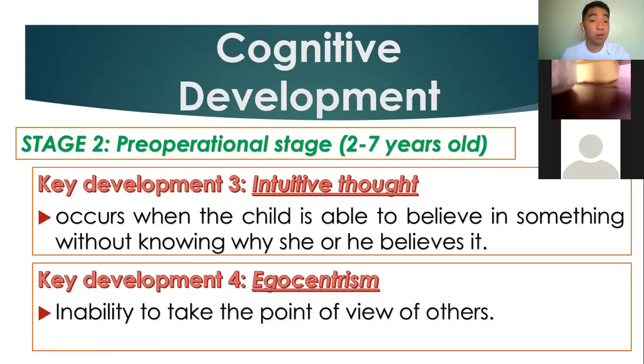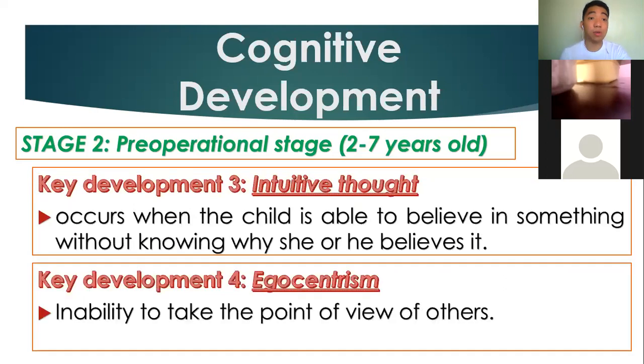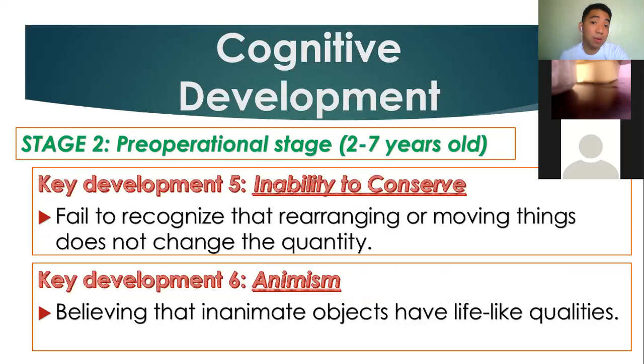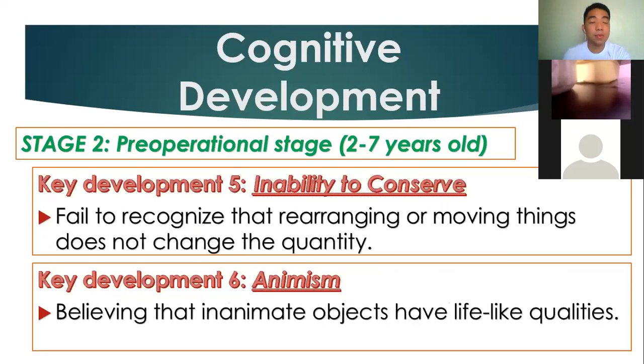Remember na bisan di pa kung hatol sa mga bata at the age of 2 to 7 years old, it's normal. Egocentrism, intuitive thought, centration, normal. Pero kung 10, 15, 20 years old na, naa pa inability to conserve, animism, that's abnormal. Okay?